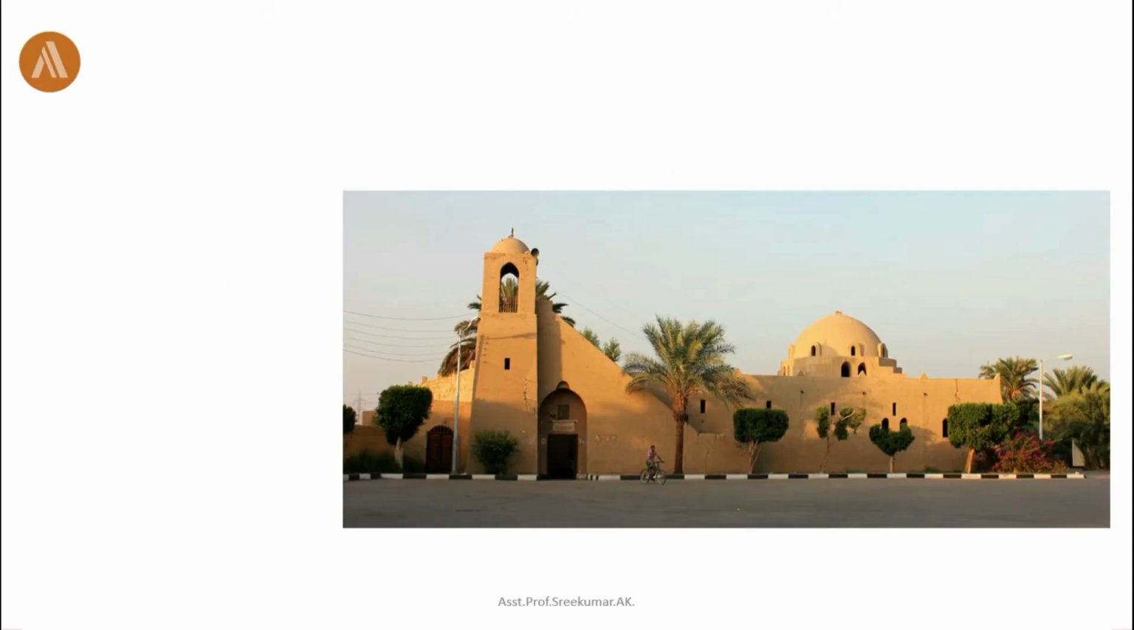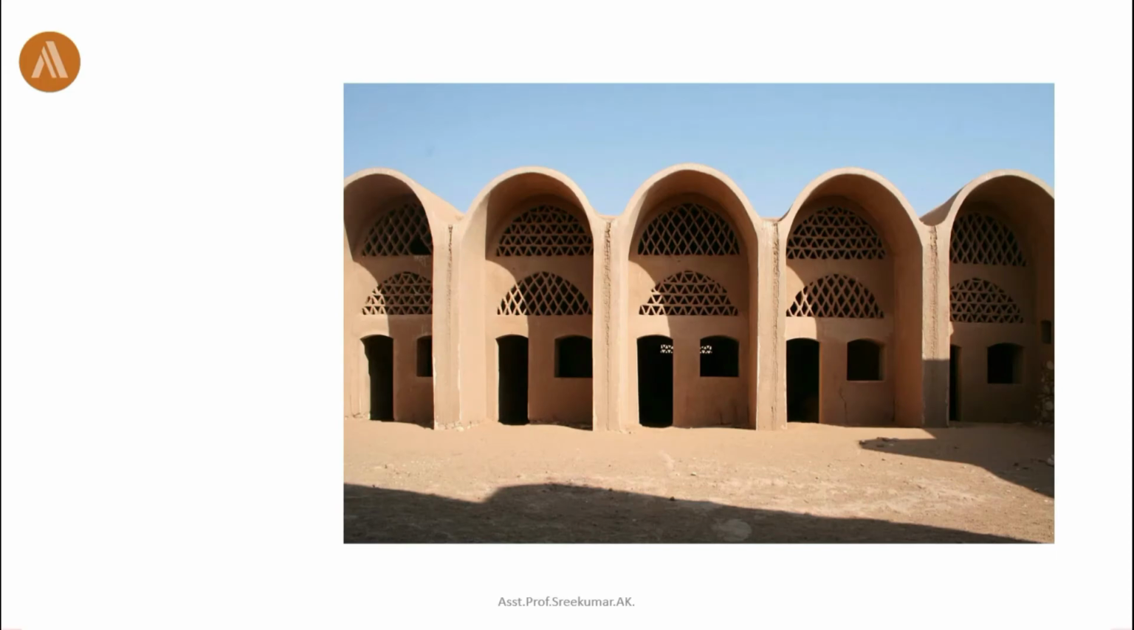We can find numerous modern structures constructed out of adobe. This one is a mosque designed by architect Hassan Fathy in Egypt. It's known as the New Gourna Mosque. Next we have an Egyptian market designed by the same architect at Paris. So it's a Paris market.